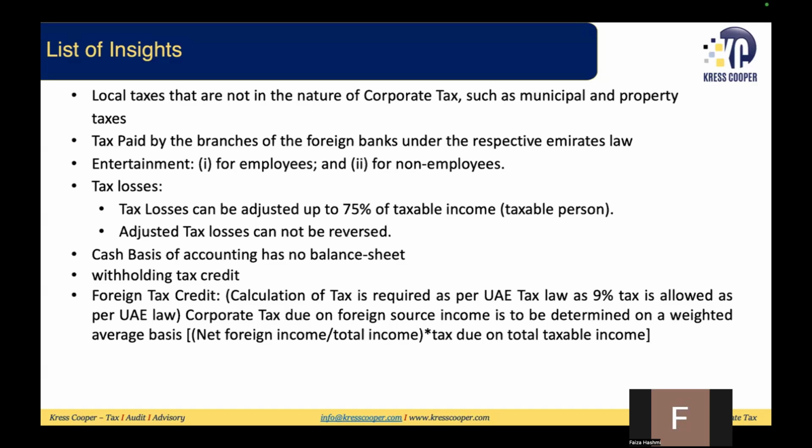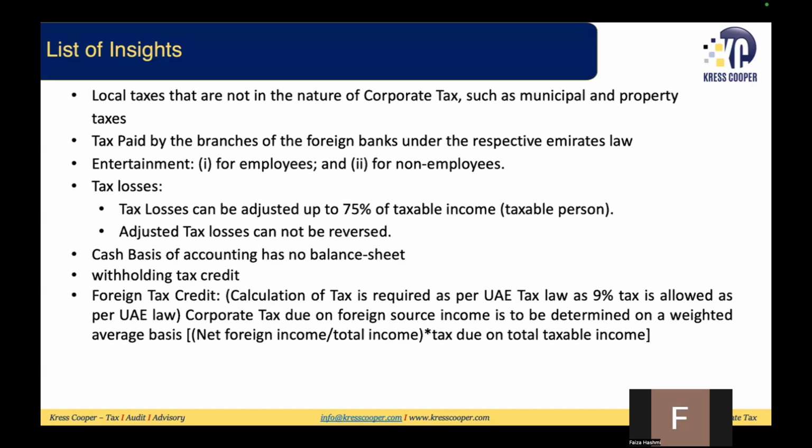Cash basis of accounting has no balance sheet. We all know that receipts, which are income, and payments, which are expenses, are on an actual receipt and actual payment basis. So cash basis of accounting has no balance sheet. Withholding tax, as I have already discussed: the withholding tax credit will take priority over the foreign tax credit. It will be allowed to arrive at the final tax payable.